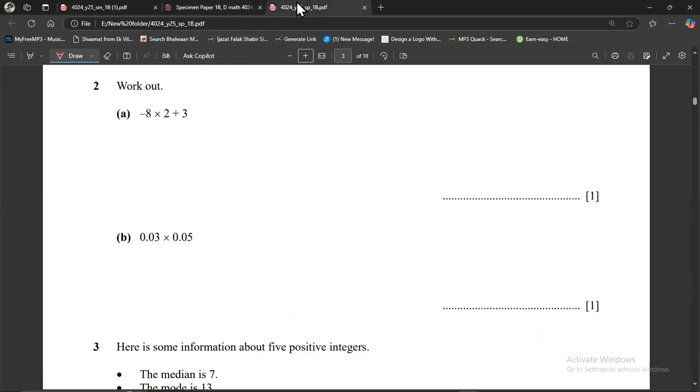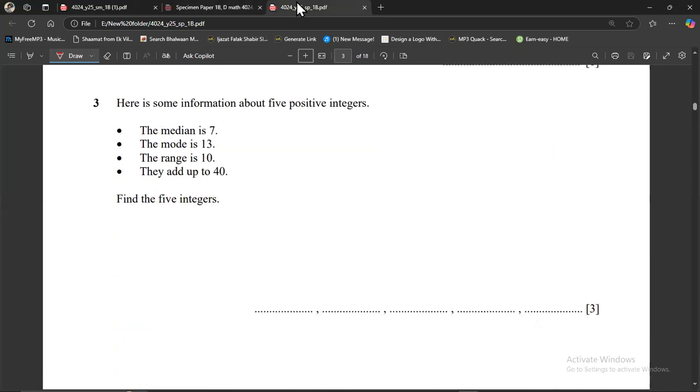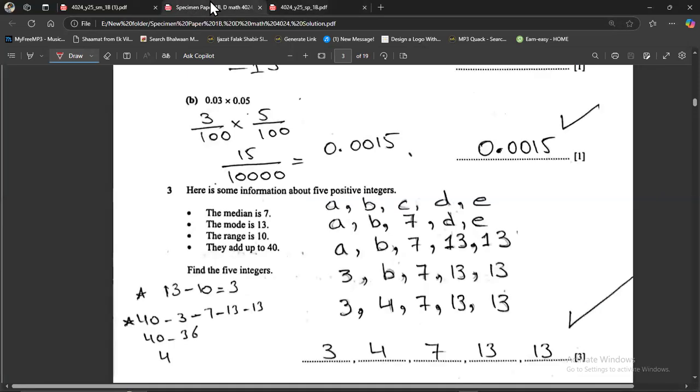The next question coming up on your screen is question number 3. It's a 3-mark question. Here is some information about 5 positive integers. The median is 7, the mode is 13, the range is 10. They add up to 40. Find the 5 integers. You see, this is a very interesting, different kind of question. First of all, look very carefully at how I solve this stepwise.